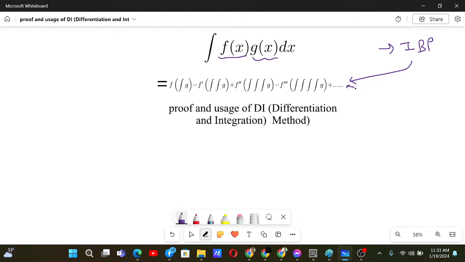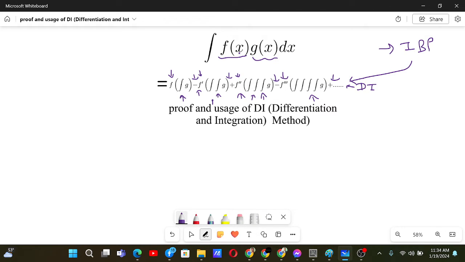It is called the DI method because we differentiate here, integrate here, differentiate, integrate. In this method, we first take f and write the function f, the first derivative of f, the second derivative of f, the third derivative of f, and take g and write the first integral of g, the double integral of g, the triple integral of g, the four-fold integral of g. Then we distribute signs: first minus, then plus, then minus, then plus, then minus, and plus. This is how we use the DI method to solve integrals.